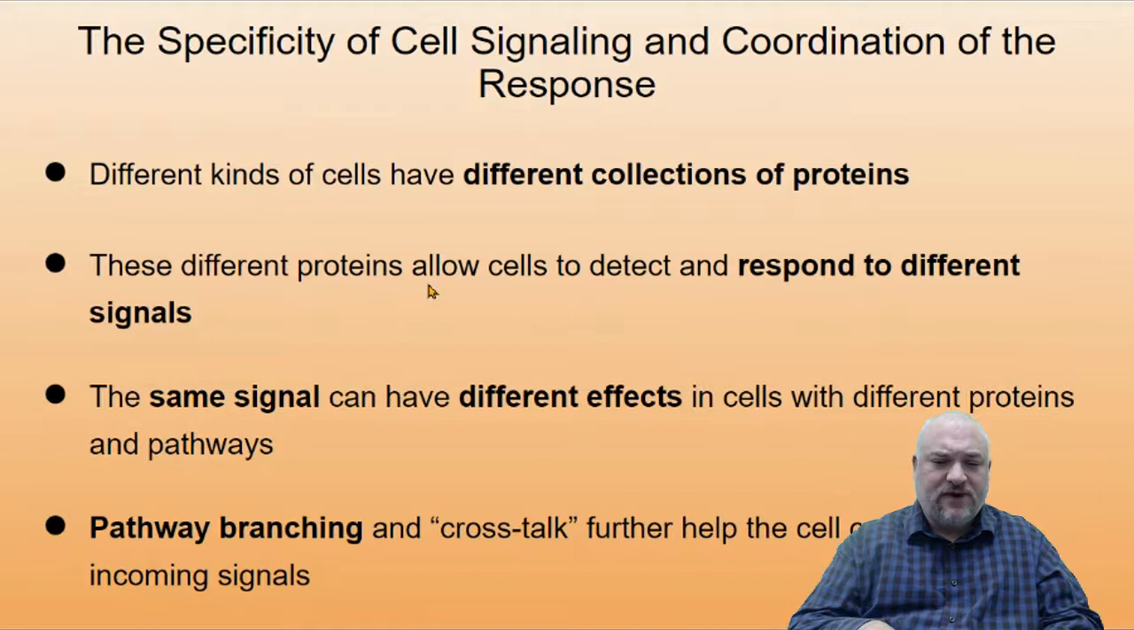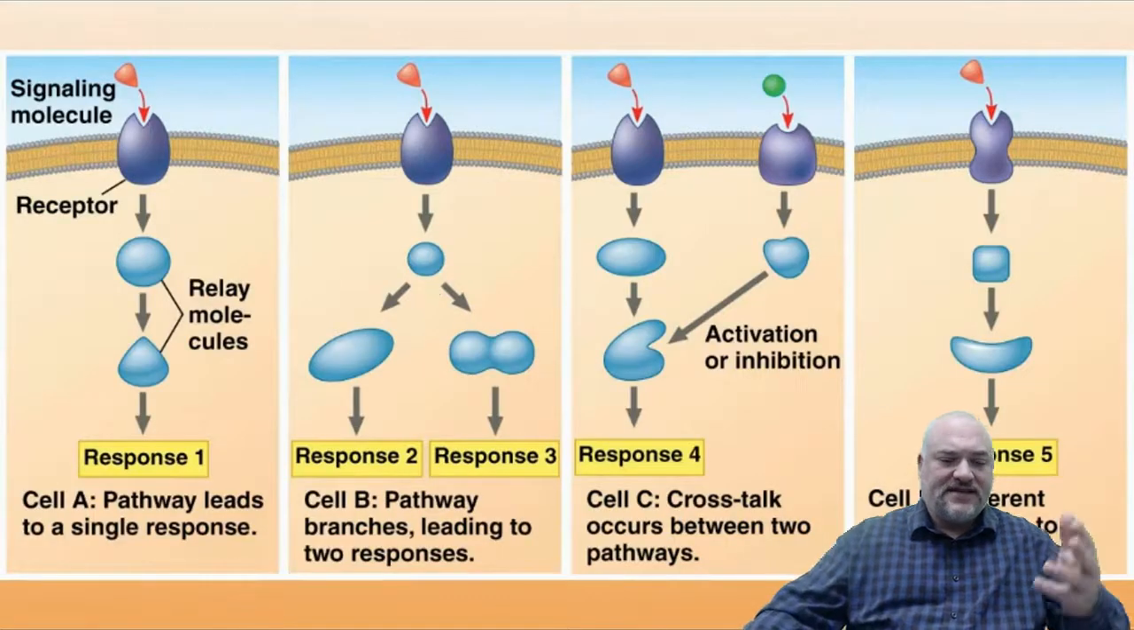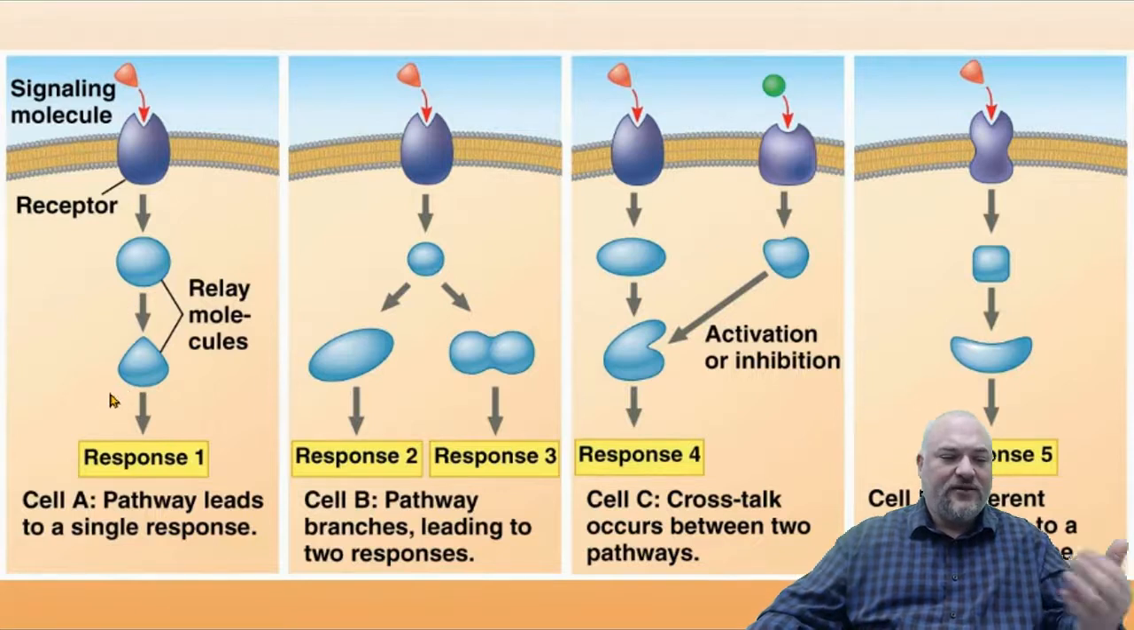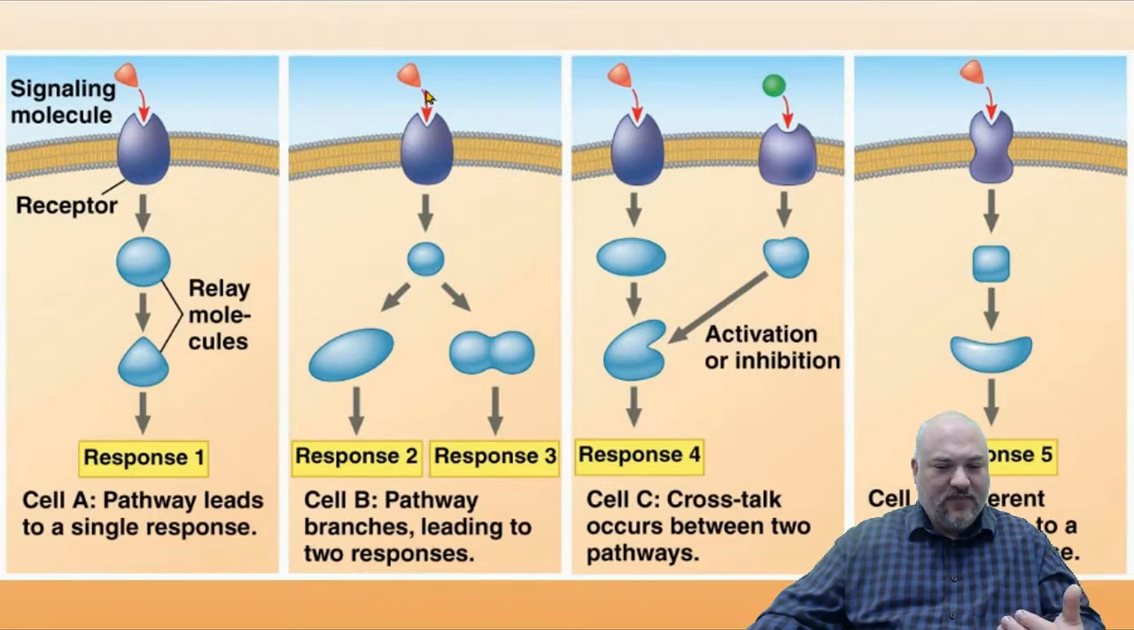I'll explain that with the picture we have next. So here's kind of the standard one we've been talking about. Signaling molecule, receptor, transduction pathway, response. Here, we can get multiple responses from one signal. So we can branch it off and get different responses from the same original signal.